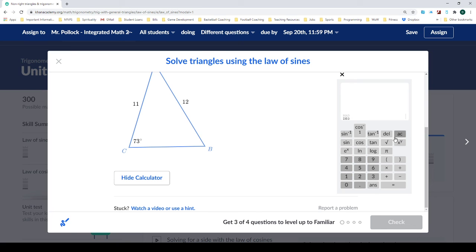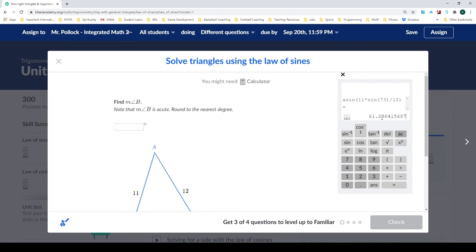Okay, let's try it again. I must have messed this up. So inverse sine of 11 times sine of 73 in my parentheses divided by 12, and in the parentheses for my inverse sine, equals. Okay, there it gave us an angle, so it's going to be 61 to the nearest degree, so 61.2, so I round down, so it should be 61 degrees.